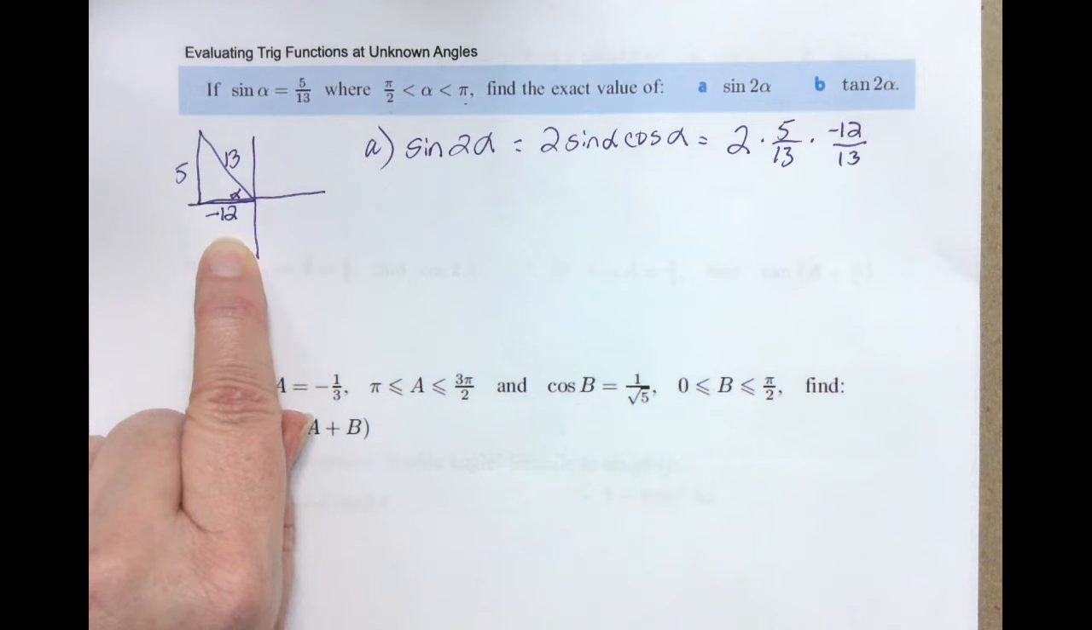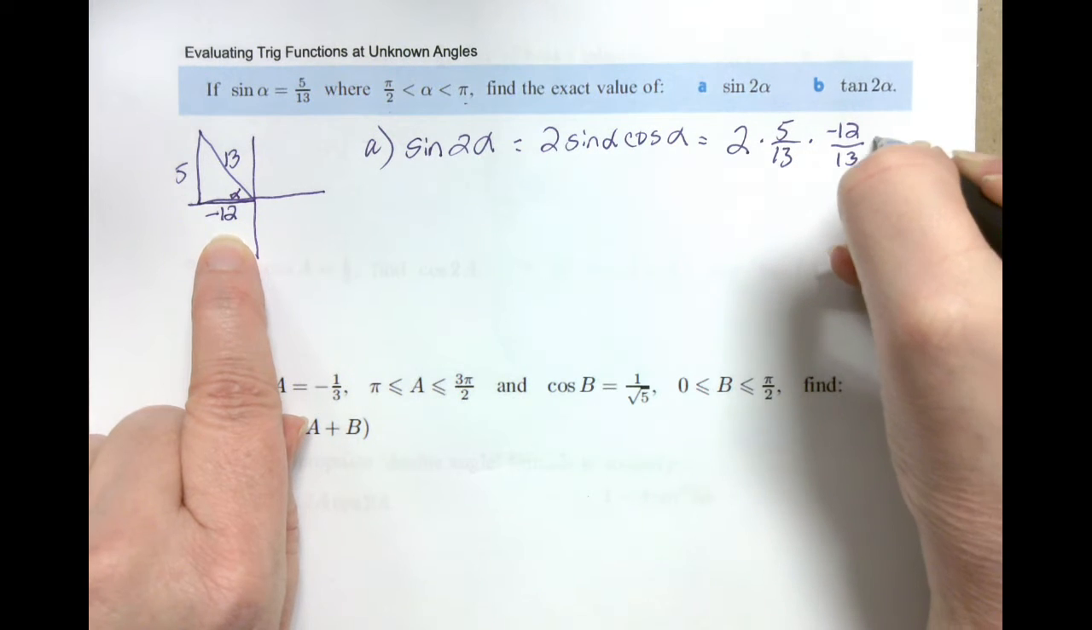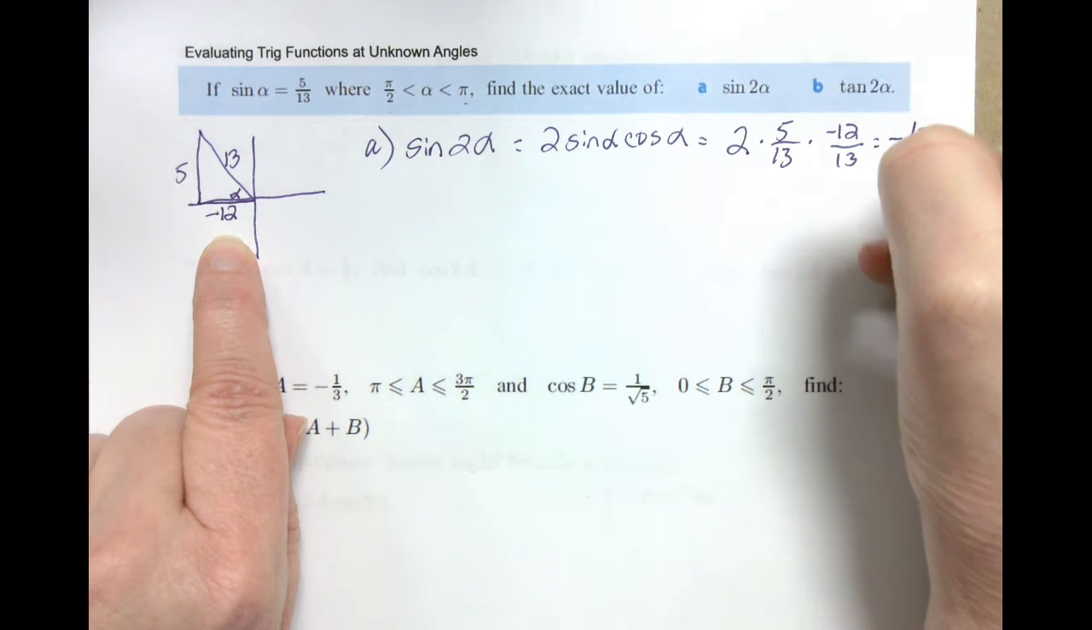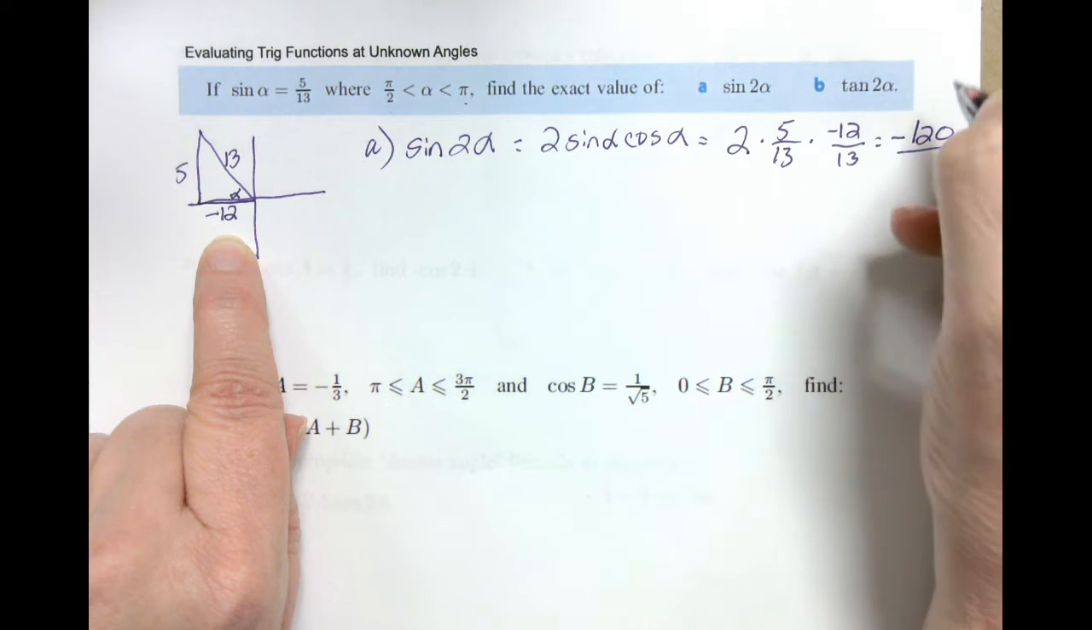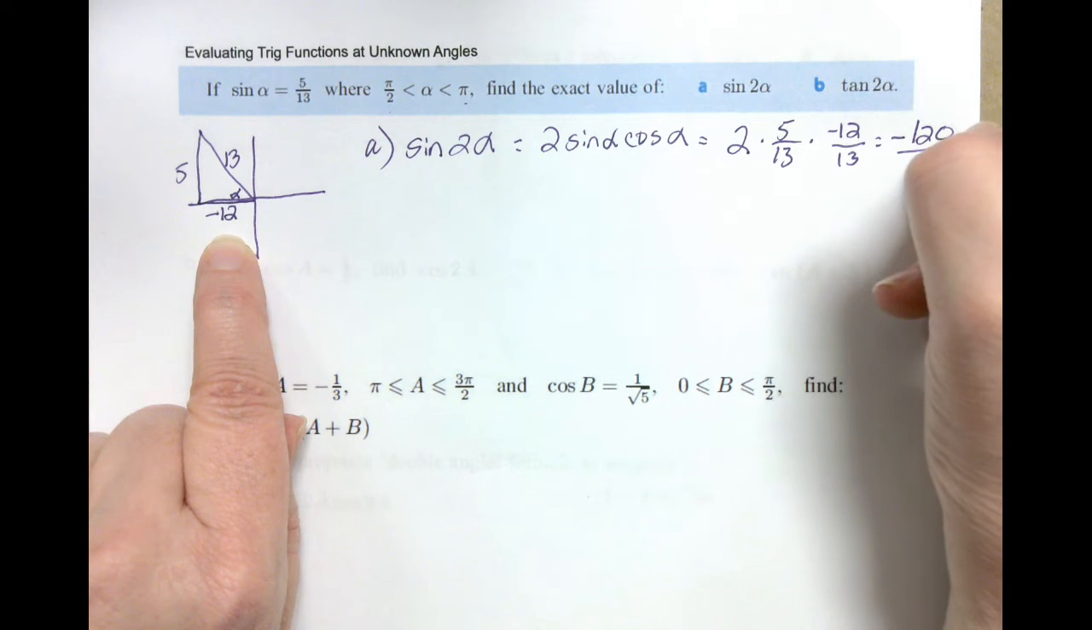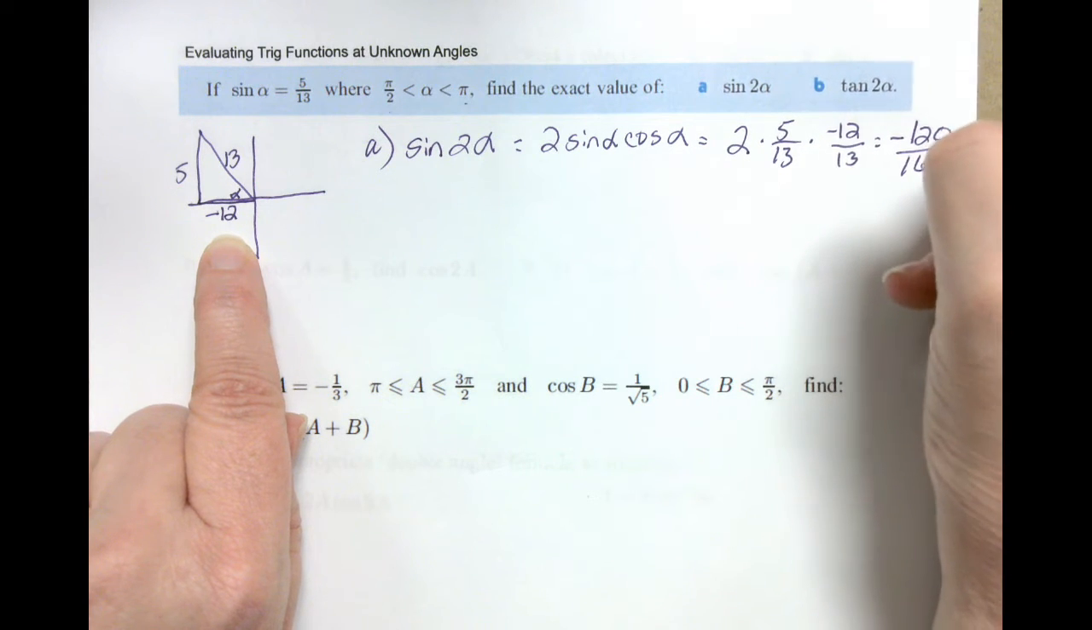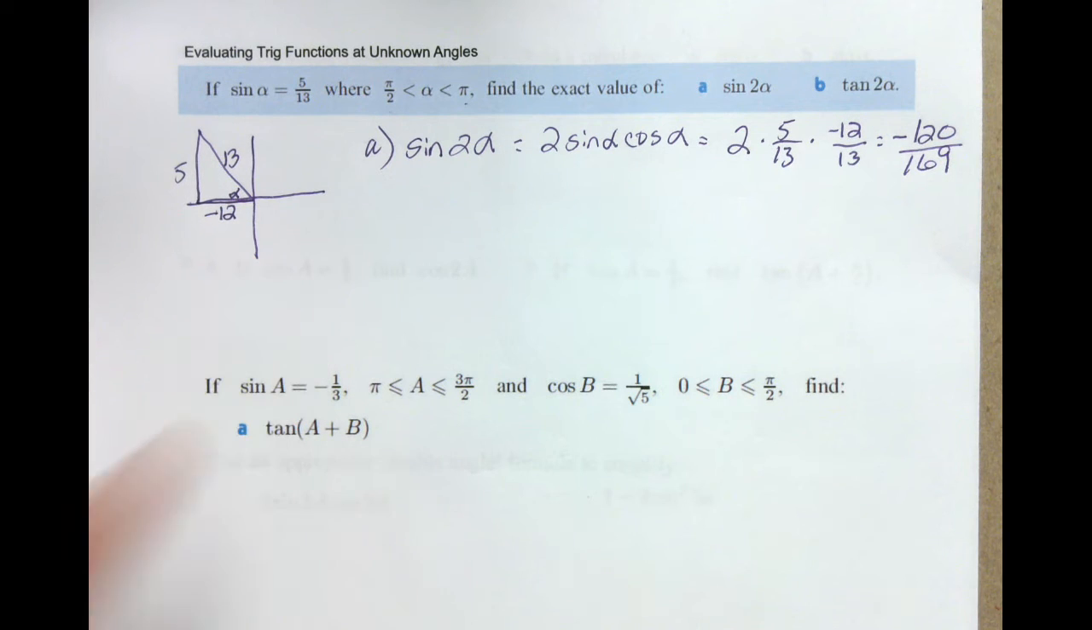So that's negative 120, 5 times 12, over 169. Is that right? Negative 120? Yeah, 10 times 12. Remember, 2 is not 2 over 13. It's just 2 over 1. Yeah. Right.